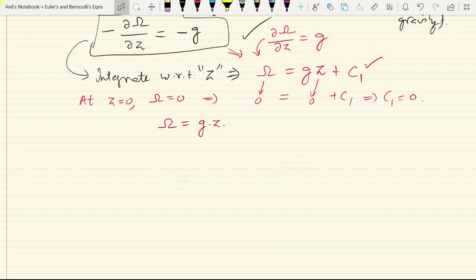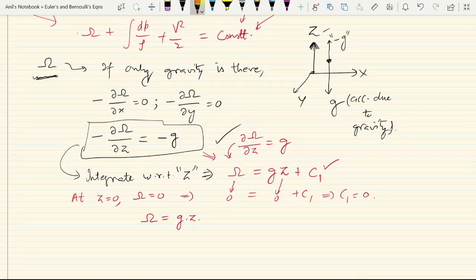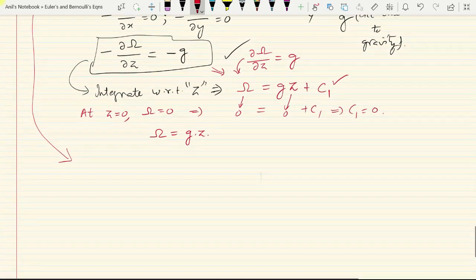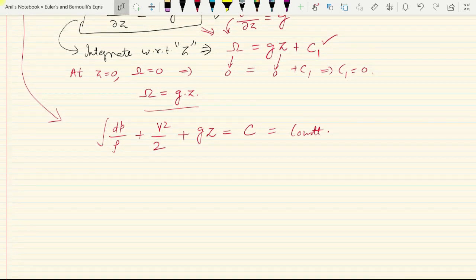Therefore the equation that we have just derived now becomes integration dp by rho plus V square by 2 plus omega, which is gz, is equal to some constant c. And this equation is known as Bernoulli's equation.